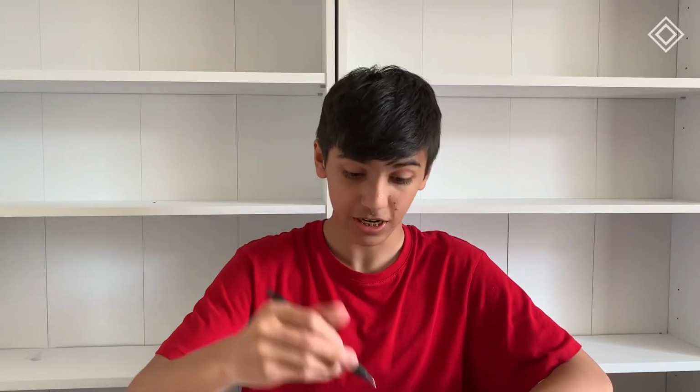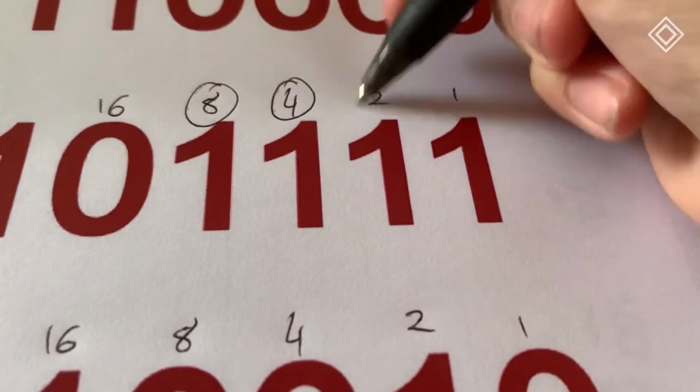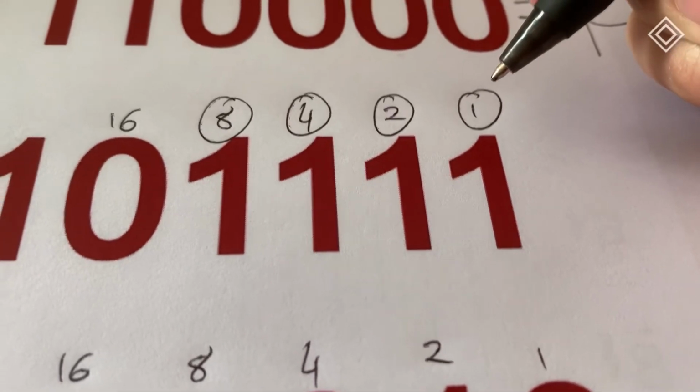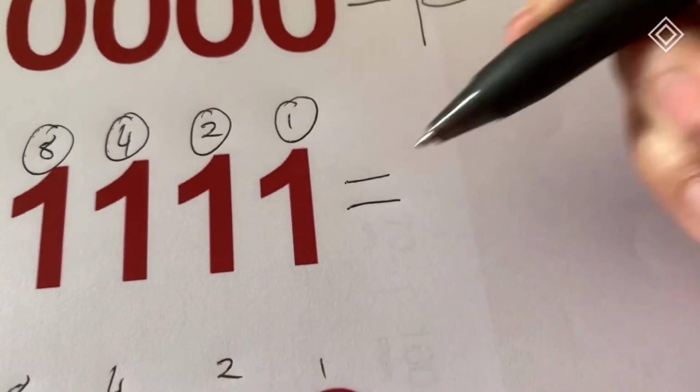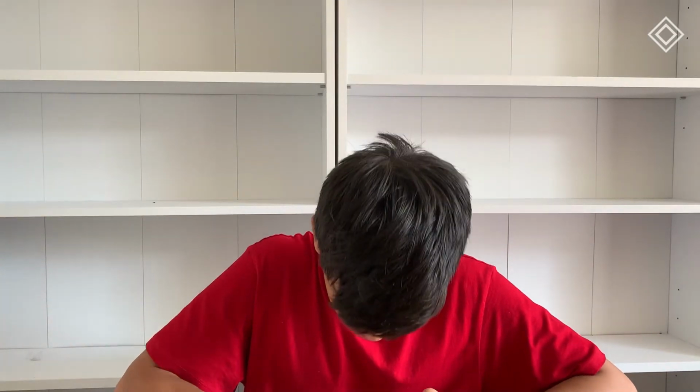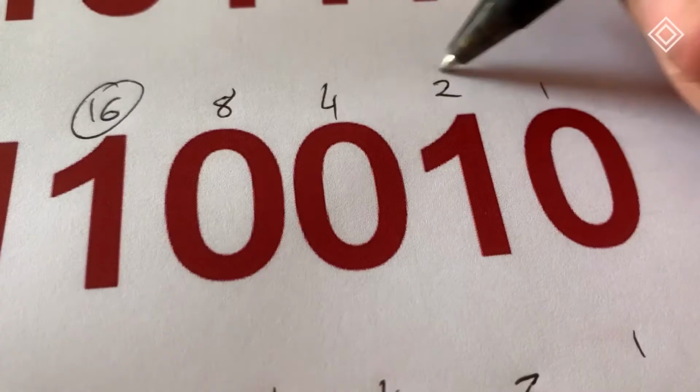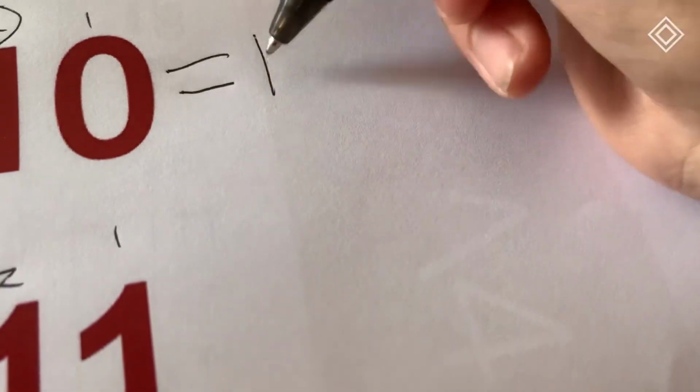Okay, let's work this out. So we've got a 16. The 16th letter is a P. We've got a 8, a 4, a 2, and a 1. That gives us 15. So that equals O. We've got a 16 and a 2. That gives us 18, so R.